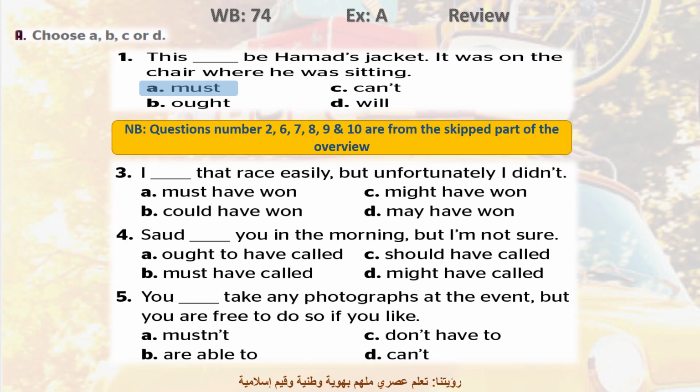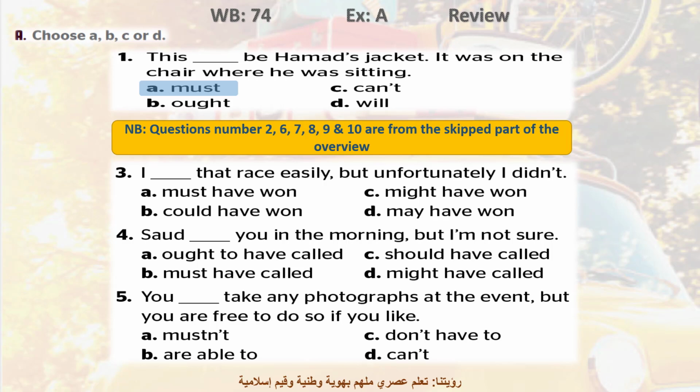Number 3, I spaced the race easily, but unfortunately I didn't. Notice that the sentence is in the past. يعني الجملة في الماضي. وزي ما قلنا قبل كده إن لما بستخدم المودلز في الماضي بستخدم المودل وبعدها have والتصريف الثالث. هتلاحظ ان كل الاختيارات هنا في هذه الجملة رقم 3 كلها في الماضي، يعني كلها بعد المودل have plus past participle. يبقى اللي هيفرق هنا المعنى، هل هذه الجملة نصيحة ام ادعاء ام whatever.